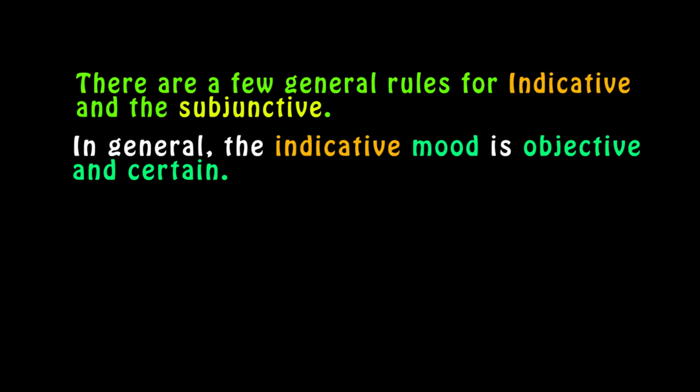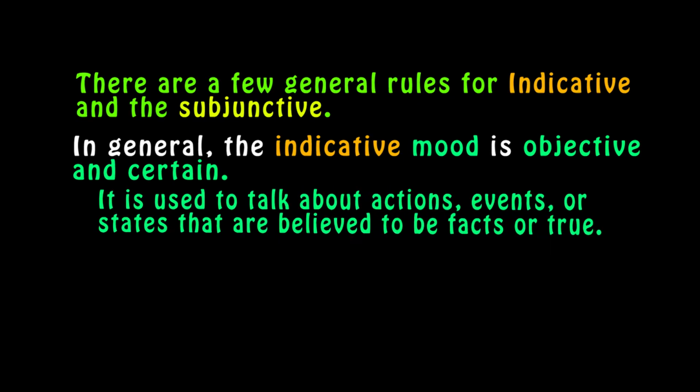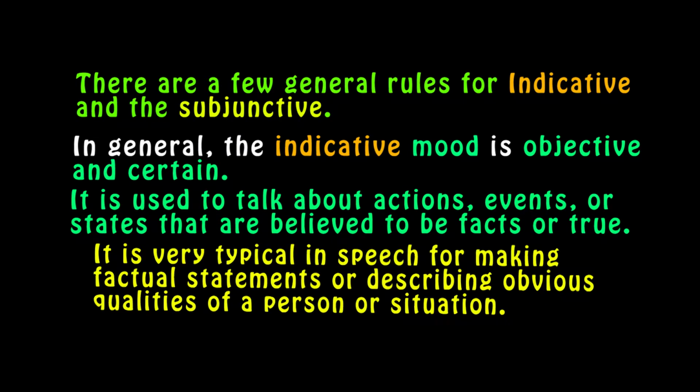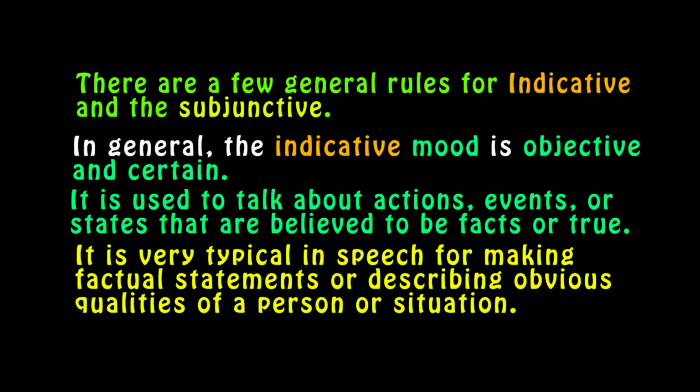In general, the indicative mood is objective and certain. It is used to talk about actions, events, or states that are believed to be facts or true. It is very typical in speech for making factual statements or describing obvious qualities of a person or a situation.